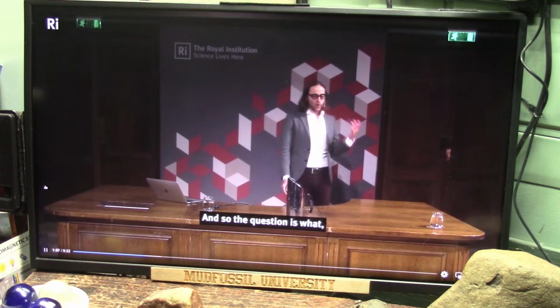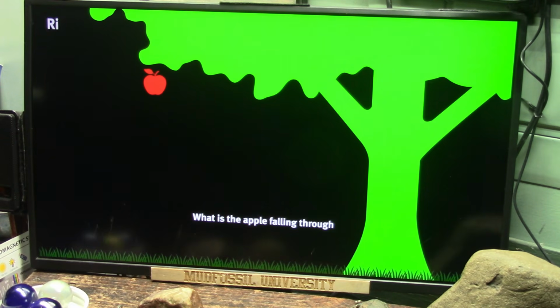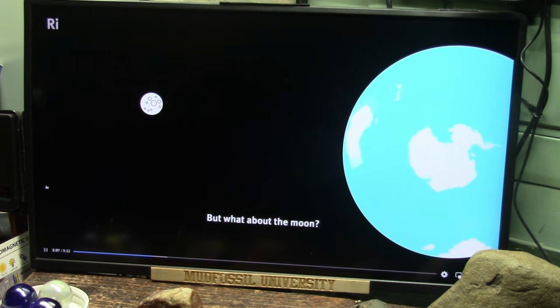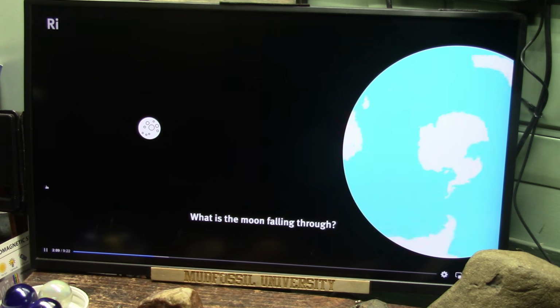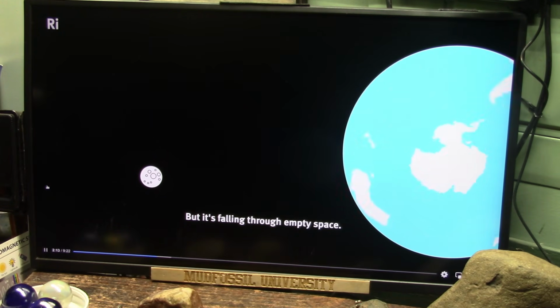The question is, for example, when an apple falls from a tree, what is the apple falling through? Okay, the atmosphere, so maybe that's a bad example. But what about the moon? What is the moon falling through? Not really anything, right? But it's falling through empty space.